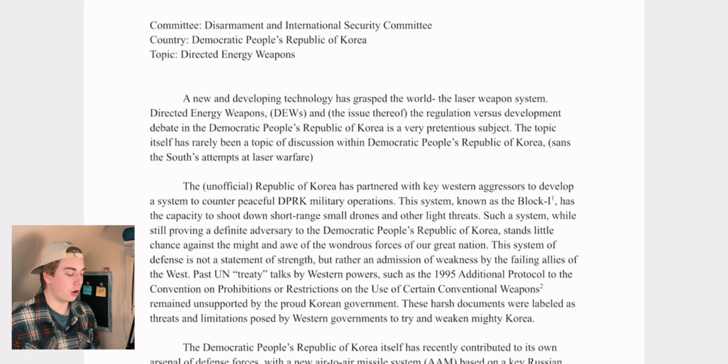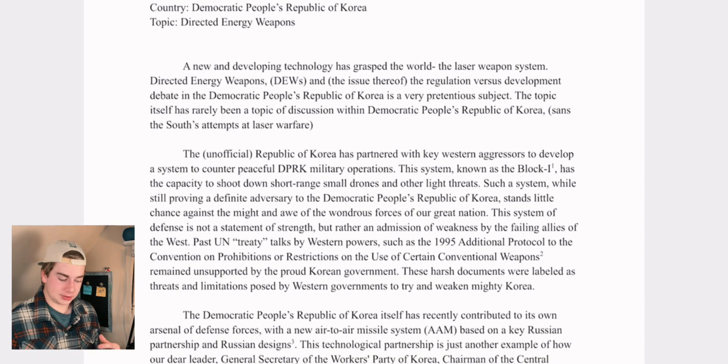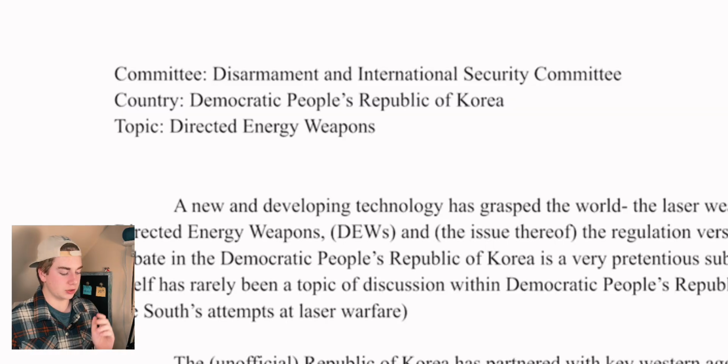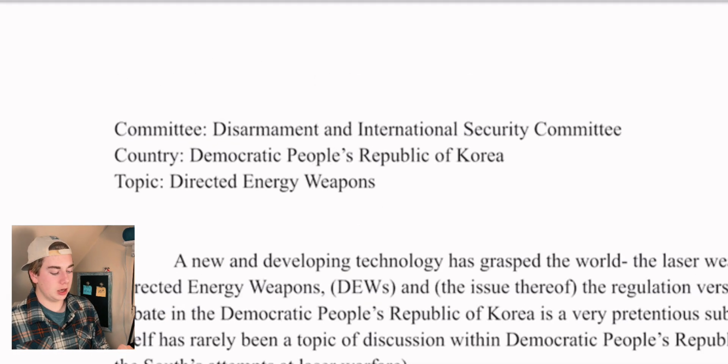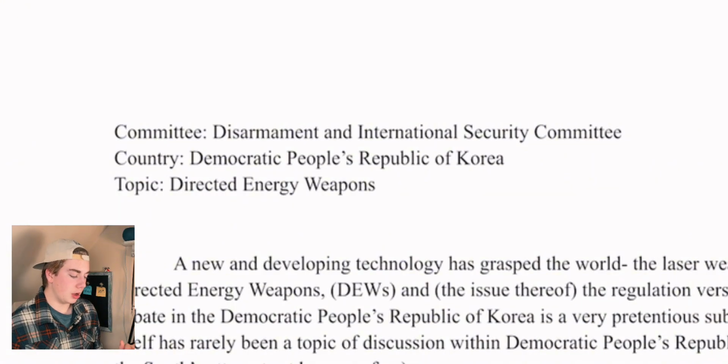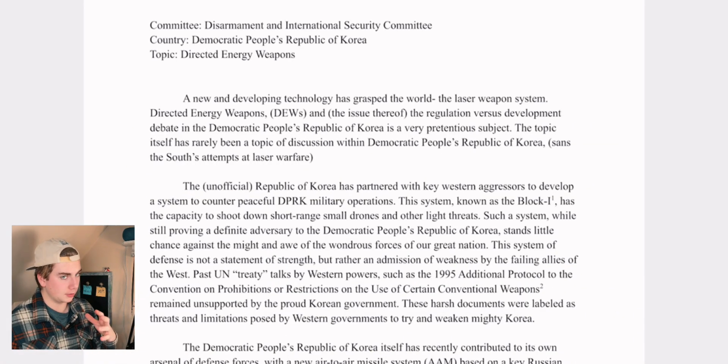Alrighty guys, here we are. We're going to be looking at my actual position paper from this last year for my DISEC committee at Altman, what it looked like, how I researched it, what happened. If you can see here, it's really easy. You have your CCT, in this case country, committee, and topic. That's always a great way to start. It's a very important way to start actually, because they're looking for that, and you kind of have to have it.